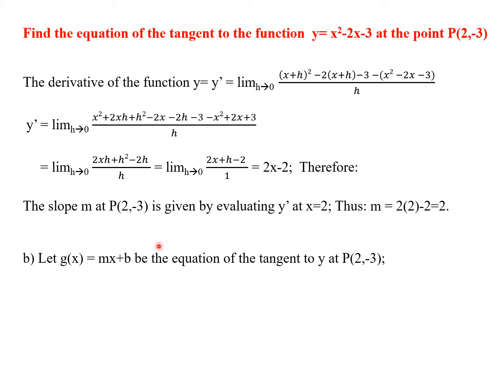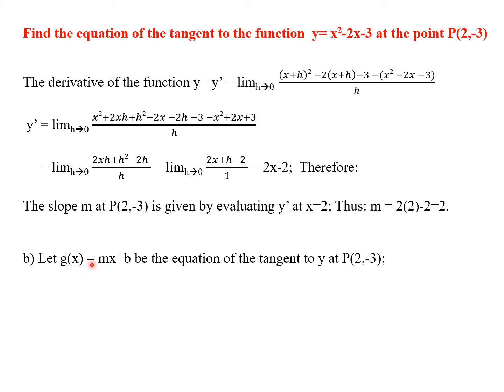Now, since we're looking for the equation of the tangent, which is a straight line, and normally the general formula for a straight line is mx plus b, we call the tangent g of x equal to mx plus b. The only thing that we don't know is b. We know x to be equal to 2. We know the slope m to be equal to 2.